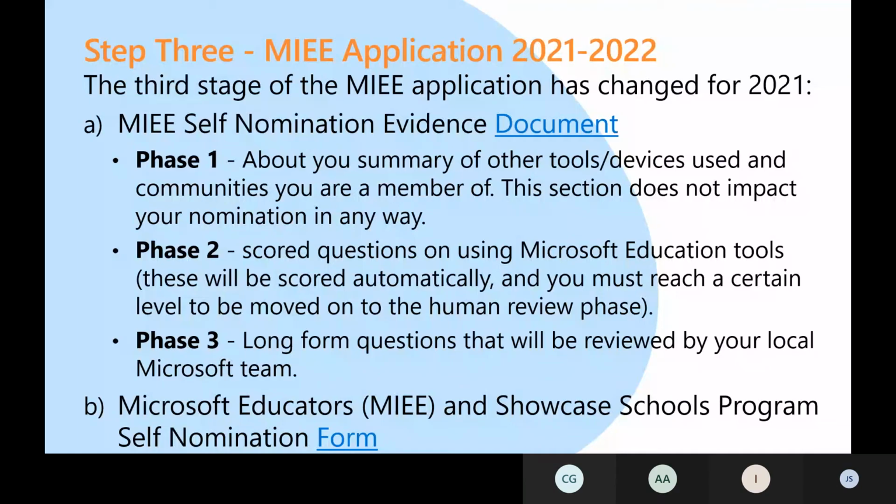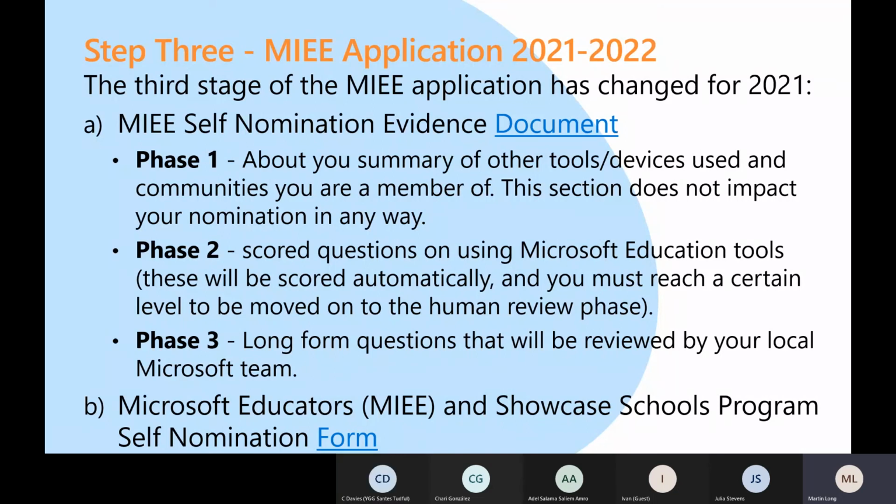So, the self-nomination document, that's the Word document we've been talking about, will take you through the phase 1 questions about you, the phase 2 questions, which are automatically marked and talk about what you've been doing and how you've been using the technology. Phase 3 is really you expanding, in up to 500 words per answer, how you are using those technologies in your practice and across the other practice.